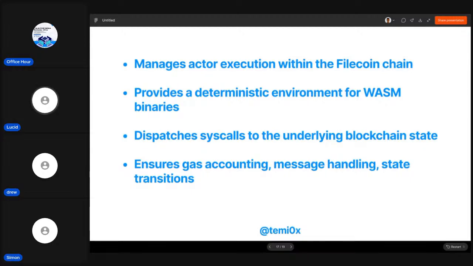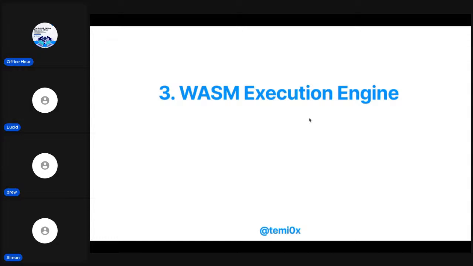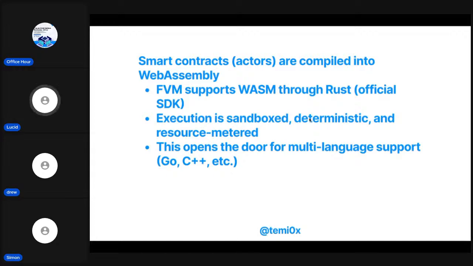All right. So the next layer we have is the WASM execution engine. Smart contracts that we deploy on the blockchain are compiled into WebAssembly, or WASM, like we said. And FVM supports WASM through Rust. The reference implementation for the FVM is written in Rust, and that's the official implementation. Execution is sandboxed, deterministic, and resource metered.